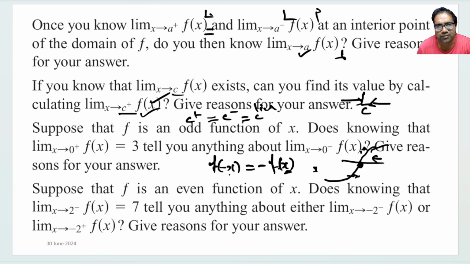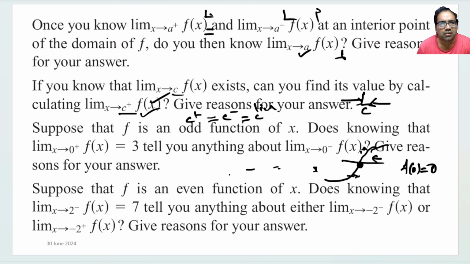Or if you want to say that 0 is in the domain, artificially you will say f of 0 is equal to 0 to make this function complete. But if 0 is not there in the domain, then also it can be an odd function.